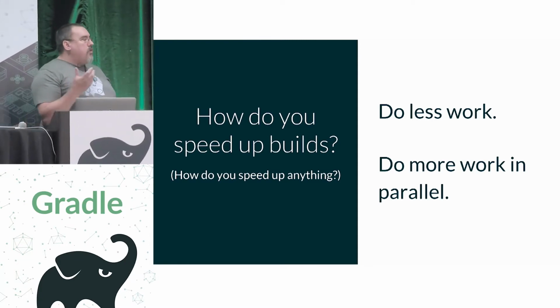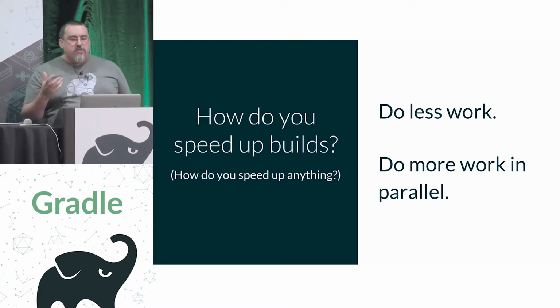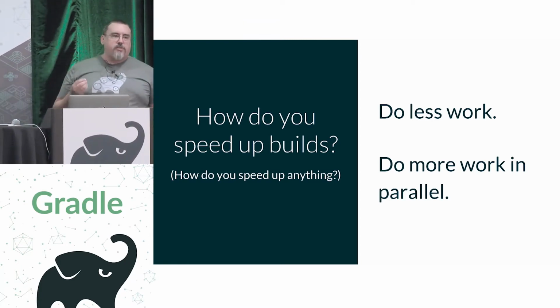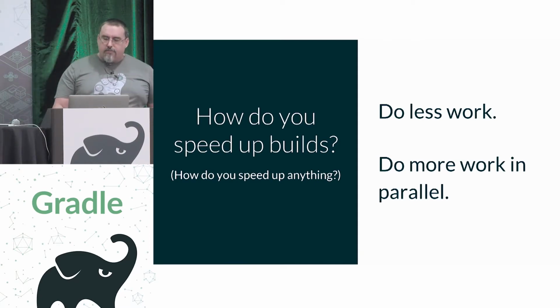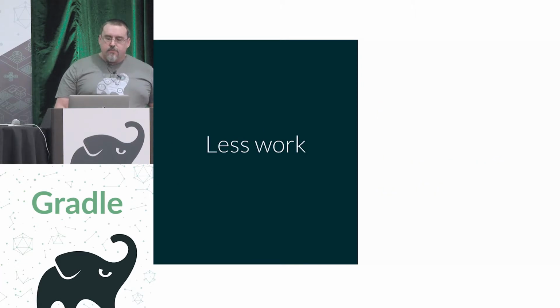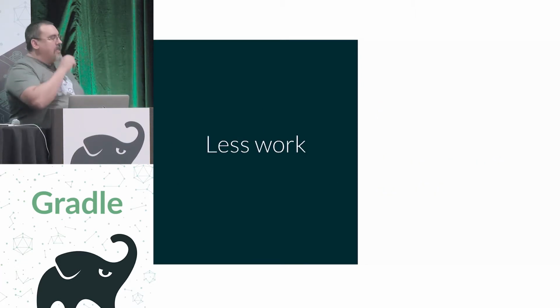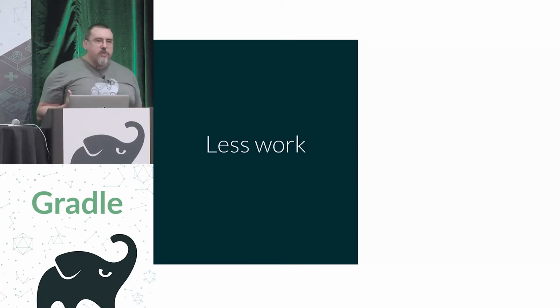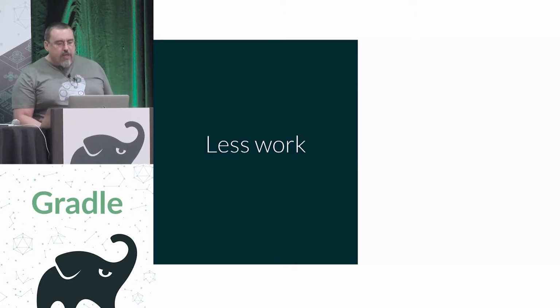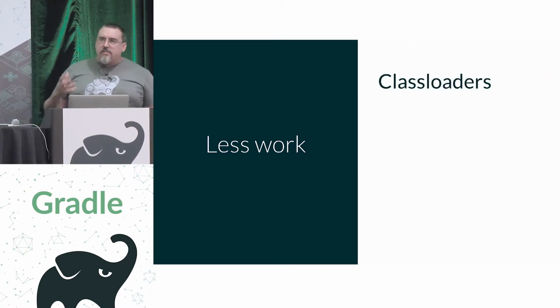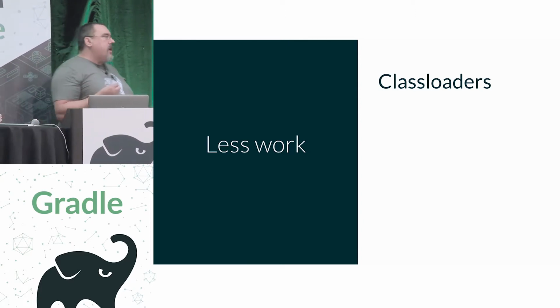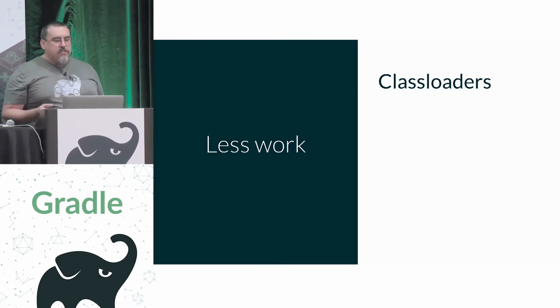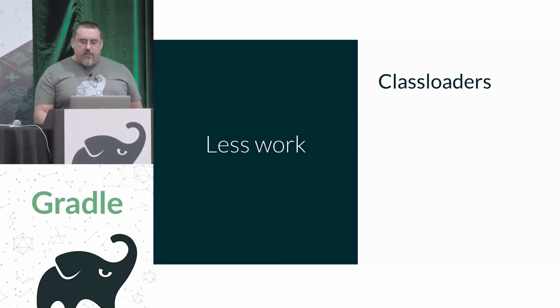And so with the Worker API, what we focused on was the ability to tackle these two concepts, right? Being able to do less work and to be able to do more work in parallel. So when we talk about doing less work, what are some of the ways that we can do less work? Well, one thing is when we build class loaders, they are very expensive to build. Loading classes is very expensive. And so if we're constantly rebuilding class loaders, we're doing a lot of work that maybe we don't need to do.